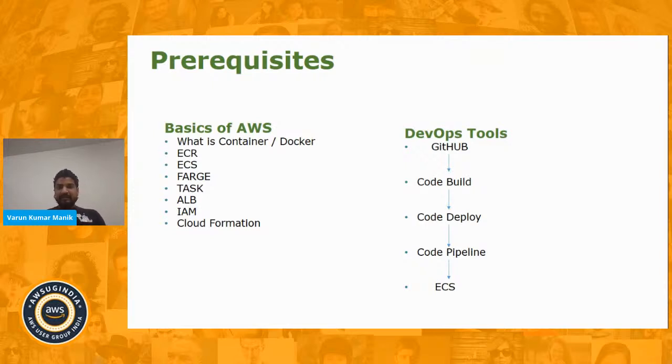What we are using right now is GitHub, which is an open source tool, then CodeBuild, CodeDeploy, and CodePipeline, as well as the Elastic Container Service.